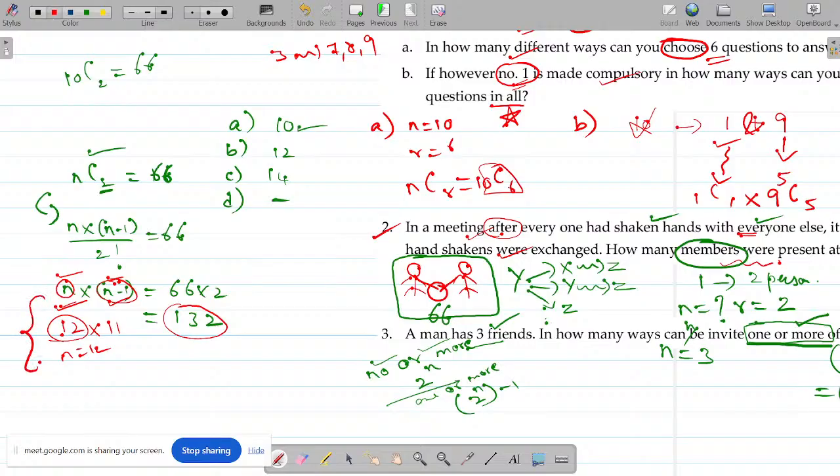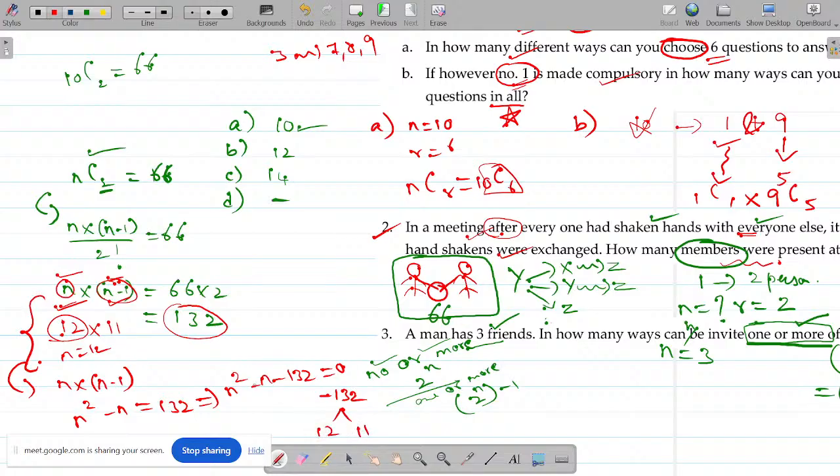No, ma'am. I'll go step by step only. If you say it this way, then n into n minus 1 will be n squared minus n is equal to 132. Okay, so this will be taken as n squared minus n minus 132 equal to 0. You know this factorization method? So this minus 132 can be written as what? 12 and 11. We have to get minus n. So minus 12 and plus 11. So n minus 12 into n plus 11 is equal to 0. So the n value is 12.